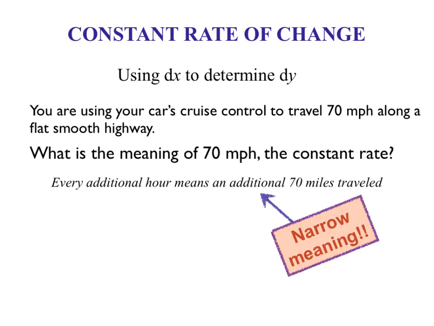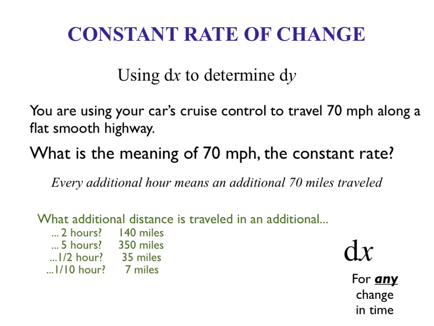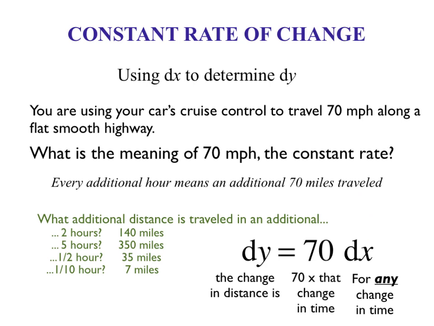We said that for any number of hours, you can know how many miles if you're going at 70 miles per hour. And we said cruising at 70 miles per hour was an example of constant rate of change. And we came up with this: that the change in distance is 70 times the change in time. So here's the big question. Question of the day. This is going to answer it.